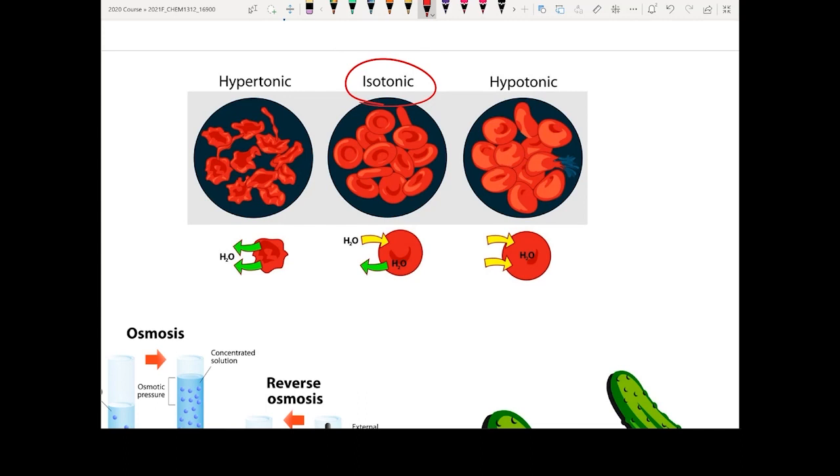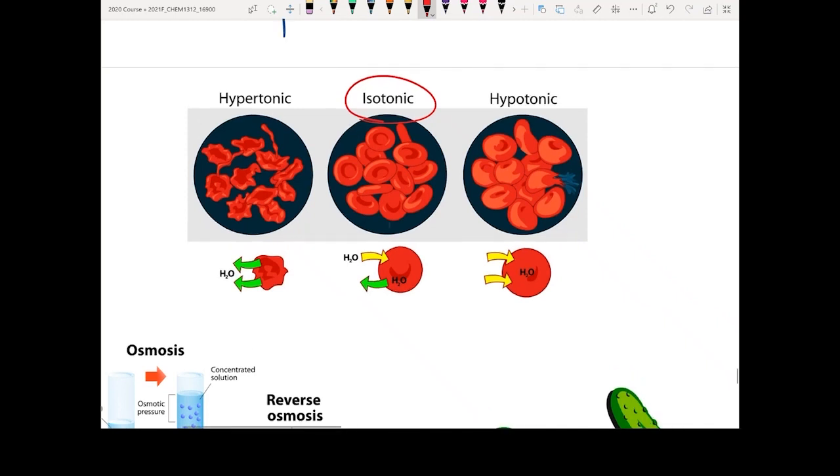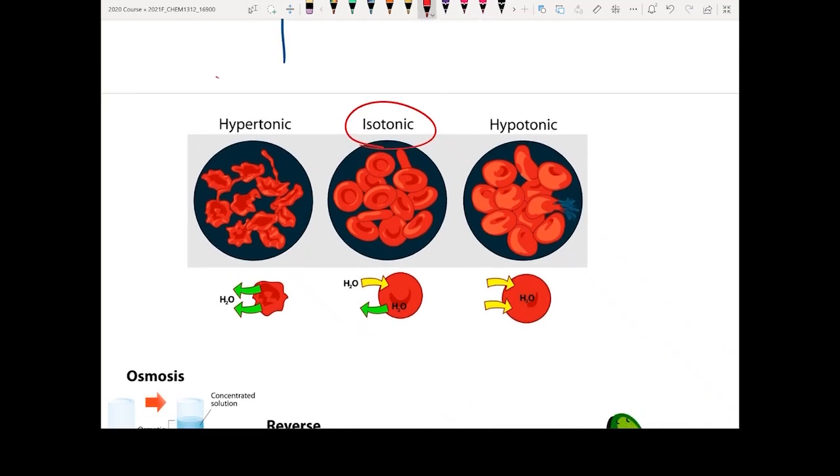The water just goes freely in and out of your cell, and then the cell looks normal. So we call this situation isotonic. But if you put your red blood cell into a solution that has very high salt concentration, so right now you have more salts in your environment than inside the cell.